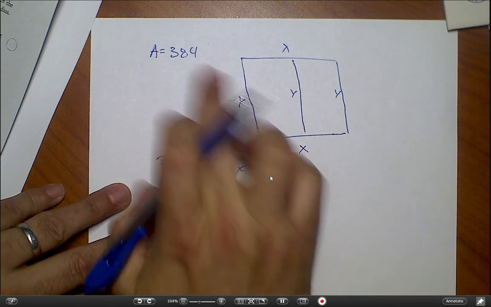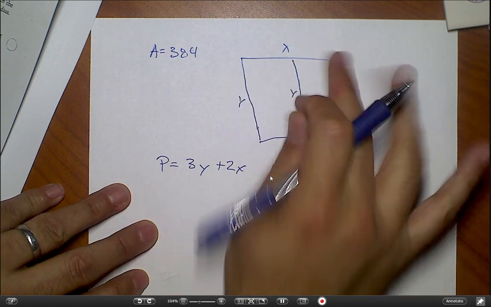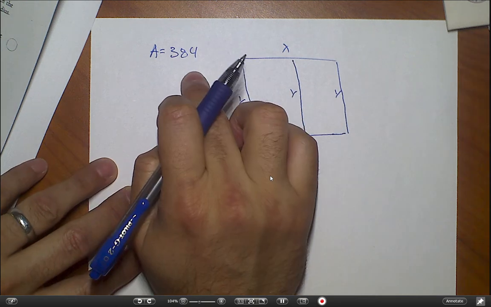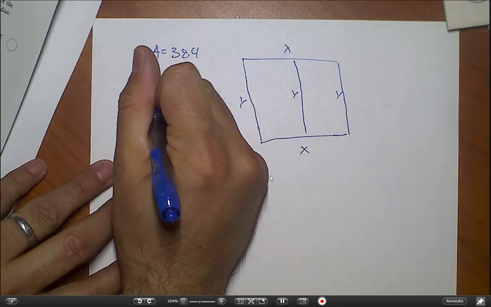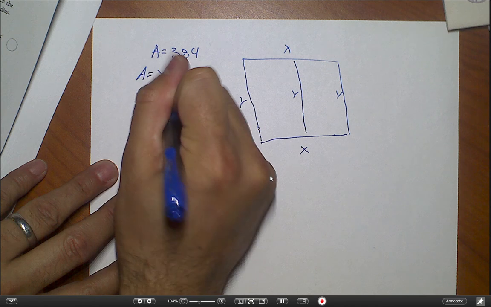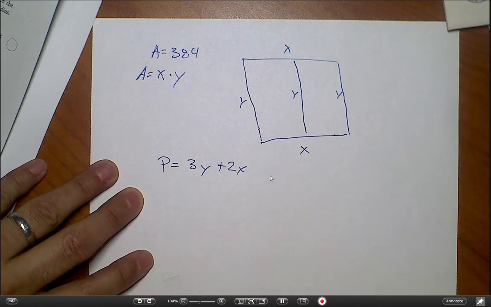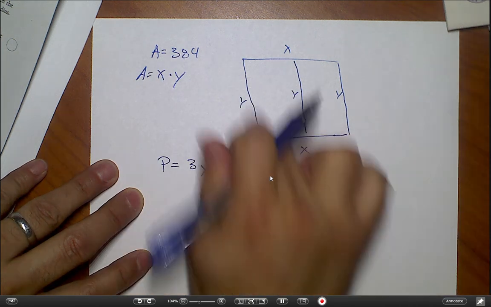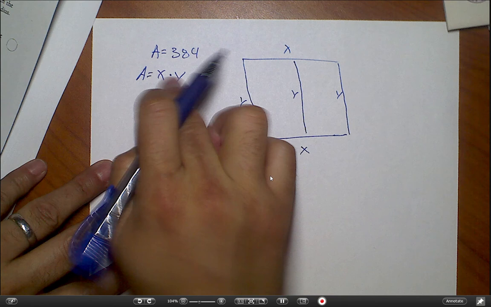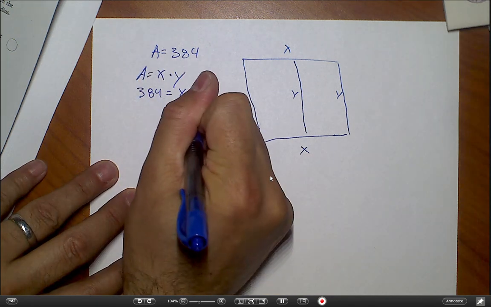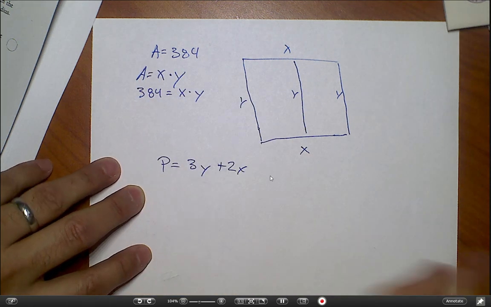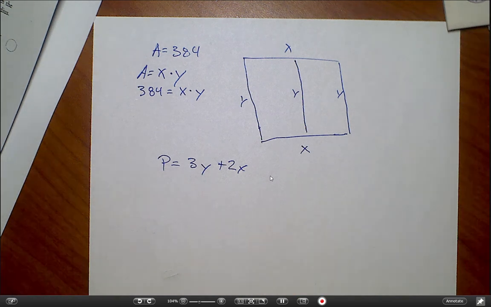And now, since I have another function that has to go into here, I know that for this to find the area, my area formula would be x times y, right? So that I have the x and I have the y. So I'm going to say that 384 is equal to x times y. So what I'm going to do is, since I can't really do this with two different values, I'm going to substitute for one of my values.